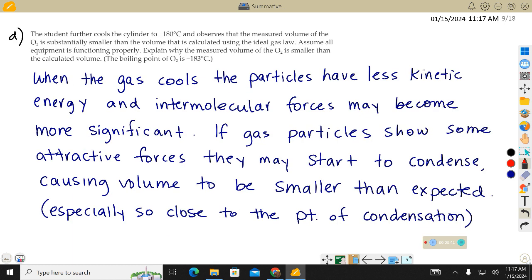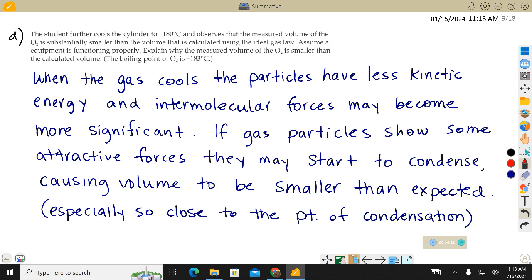And part D, what if the student further cools the cylinder to negative 180 degrees Celsius and observes that the measured volume of the oxygen is substantially lower than the volume that would have been calculated using the ideal gas law? What if they used PV=nRT to calculate a predicted volume? And then they actually do this and they measure, whoa, the actual volume is way less. Assume all equipment is functioning properly. Explain why the measured volume of oxygen is smaller than calculated.